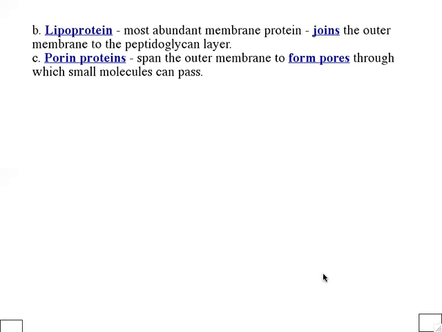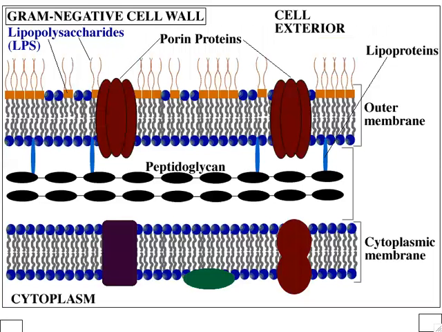So if an antibiotic is super big, could it get into a gram-negative cell and kill it? No, because of the exclusion of that outer membrane. So let's make sure this is all labeled up. There are those porin proteins that exclude a little bit, but they don't exclude the same way that the cytoplasmic membrane does.